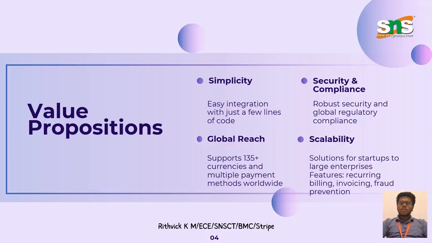Next we'll take a look at value propositions. There are four powerful value propositions that make Stripe stand out from others: simplicity, global reach, security and compliance, and scalability. Taking a look at simplicity, simplicity is paramount to this company. Unlike other payment processors that require complex integration, Stripe will just work in your project with just a few lines of code. It reduces development time and complexity.